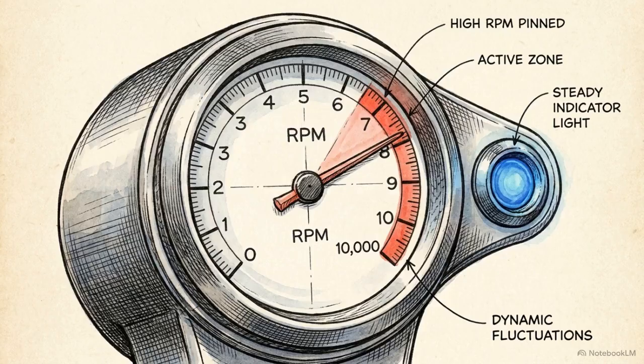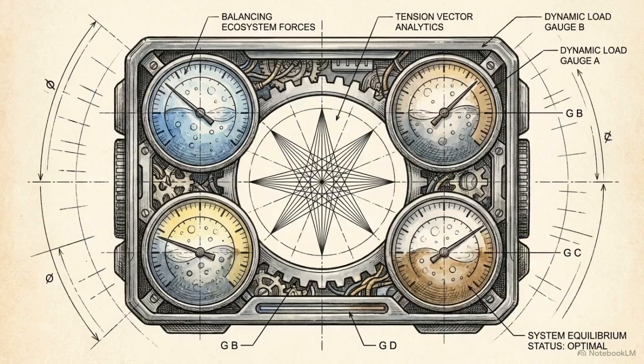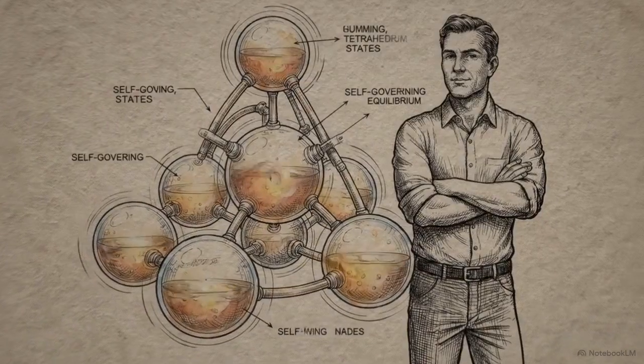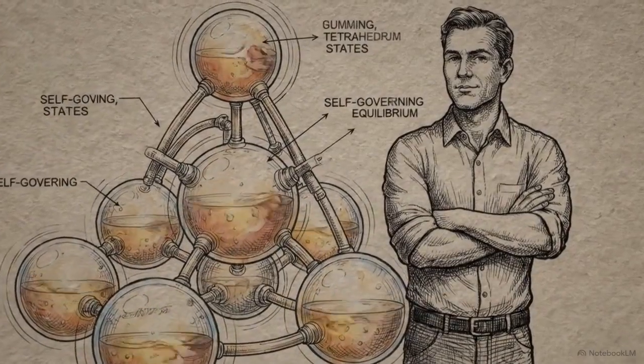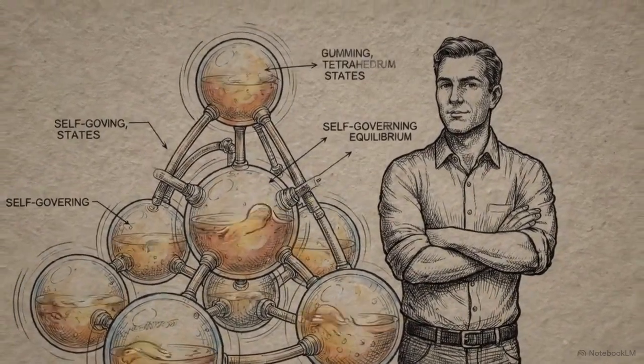These RPM fluctuations are not mechanical errors. They are the active indicators of an ecosystem balancing its shifting field forces. The engineer's role is strictly to provide the initial kinetic rotation. After that, the ecosystem governs its own equilibrium.